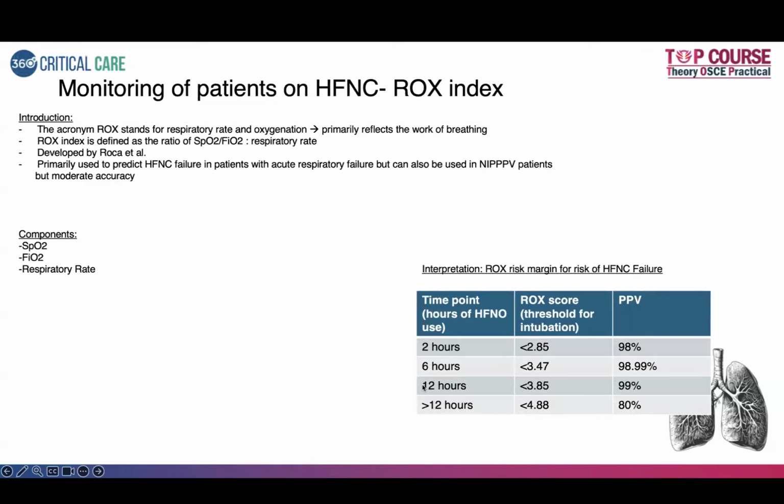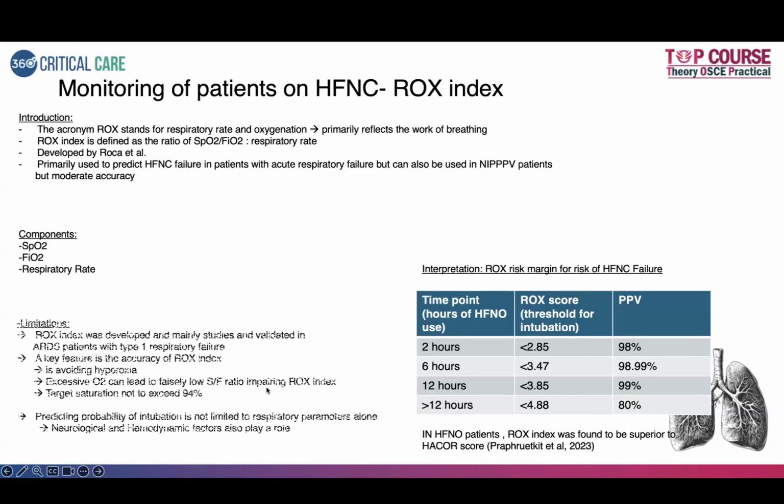Another important thing I wanted to emphasize, though this is not pertaining to this: in patients on non-invasive ventilation, you have something called the HACOR score, which is also shown to have good sensitivity in identifying patients who are likely to fail NIV. So in HFNO patients, ROX index was found to be superior to the HACOR score. So it is a good score for assessing patients who are at risk of HFNC failure. But you also need to know the limitations.